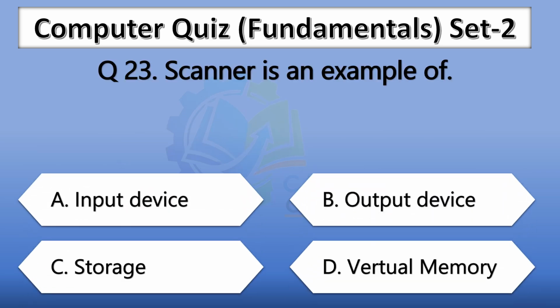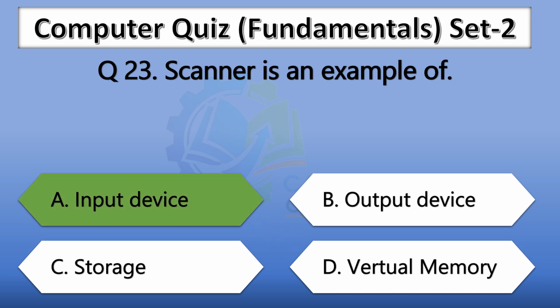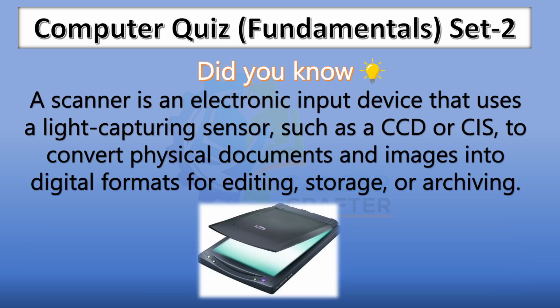A scanner is an example of input device, output device, storage, or virtual memory? The correct option is input device. A scanner is an electronic input device that uses light capturing sensors such as a CCD or CIS to convert physical documents and images into digital formats for editing, storage, or archiving.